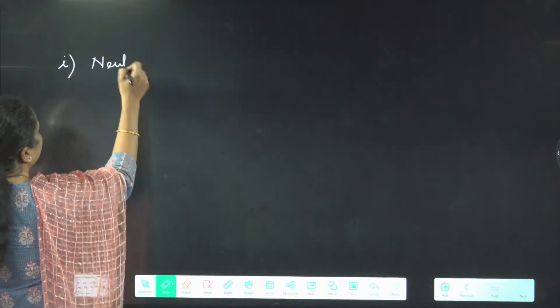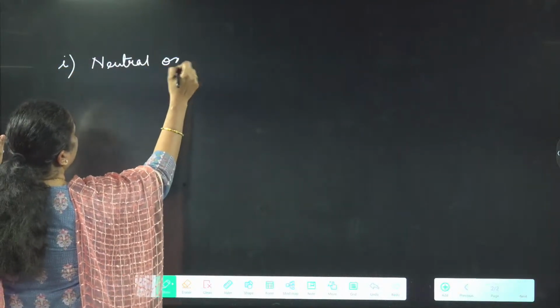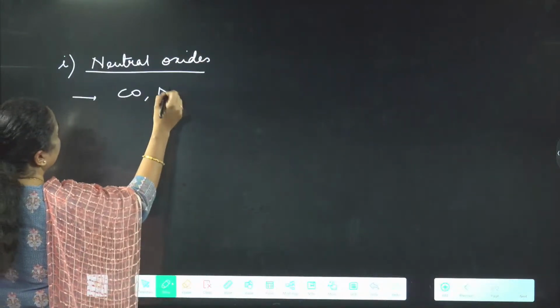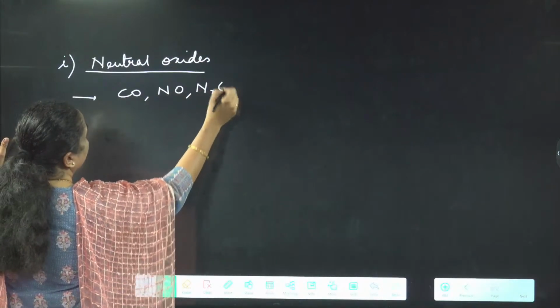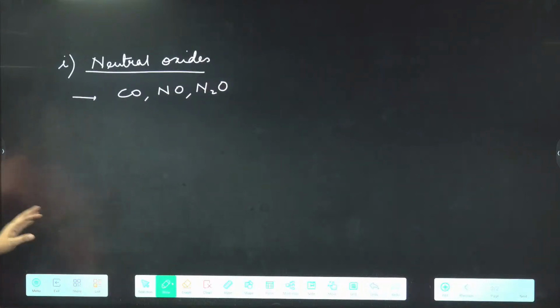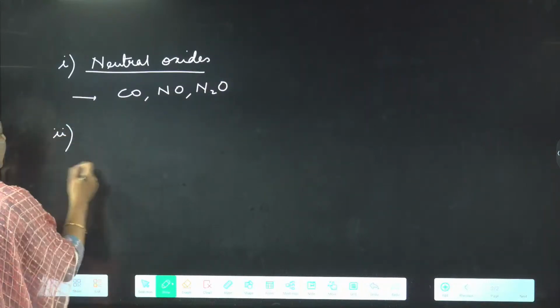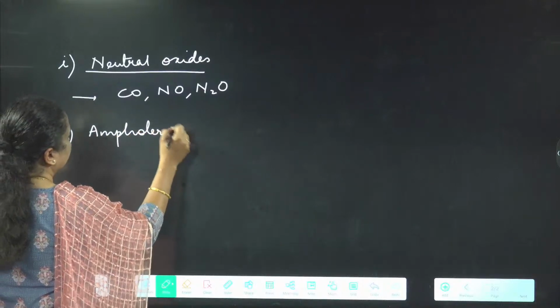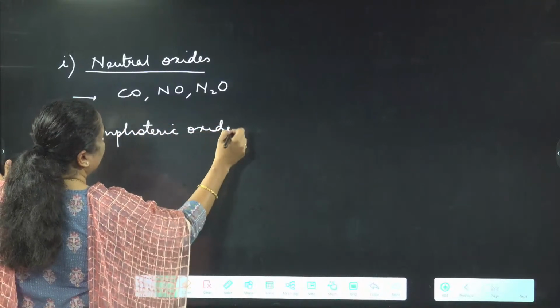You must remember what the neutral oxides are. There are only three: CO, NO, N2O. These are the three neutral oxides. Second, you have amphoteric oxides.